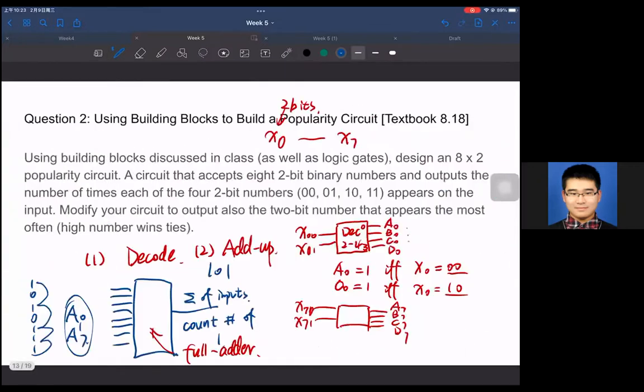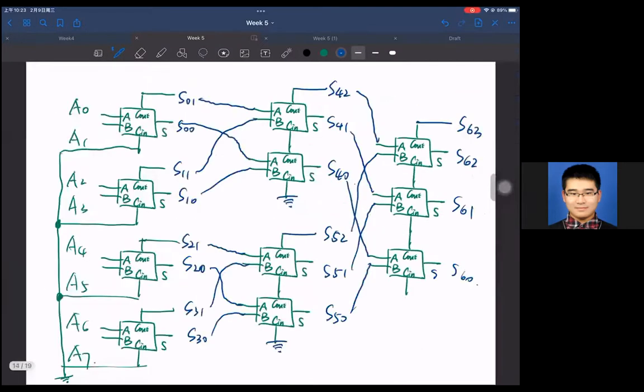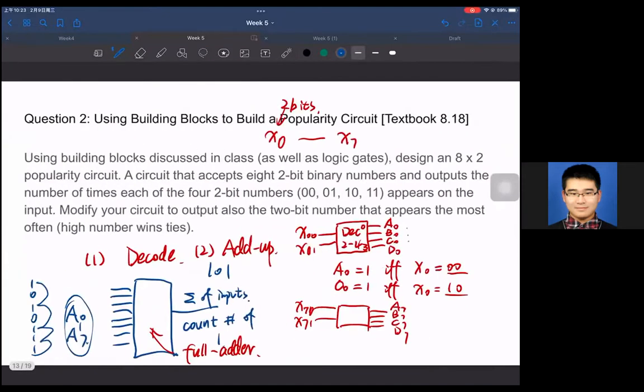And if we move back, again, you can repeat the circuit for B0 to B7, C0 to C7, D0 to D7 to count all the 4 numbers. Then there's the follow-up over here, trying to modify the output to find the most often number.